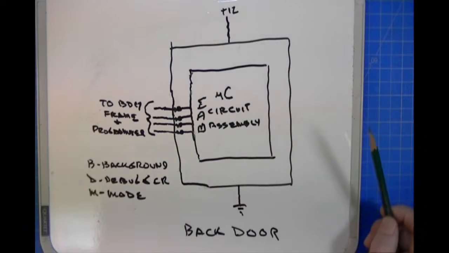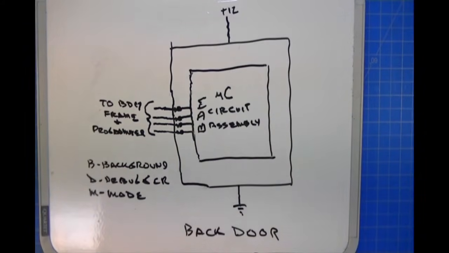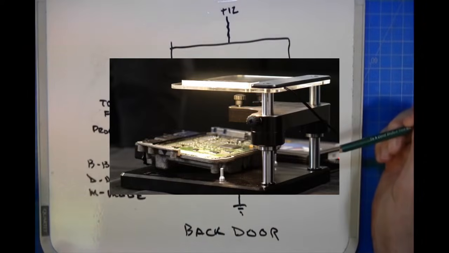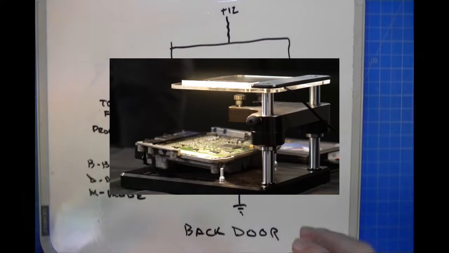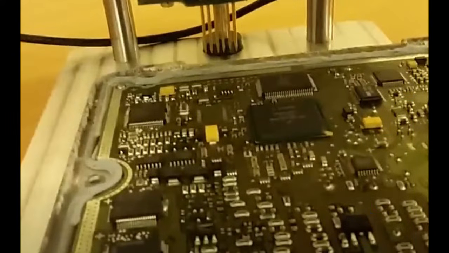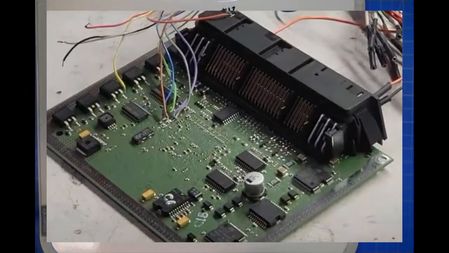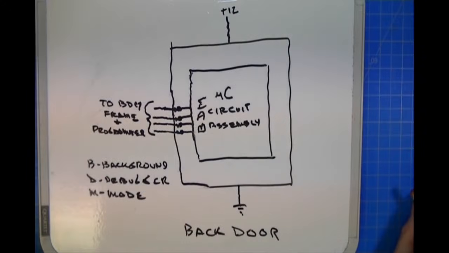You don't need to be hooked to the CAN bus. However, if you look at what's required to get the background debugger to function, a lot of times the circuit assembly will have little pads on it, and then you mount it into what's called a frame, and then the background debugger probes come down and they touch the pads. That's one technique. The other technique is you solder wires onto certain specific points on the assembly.